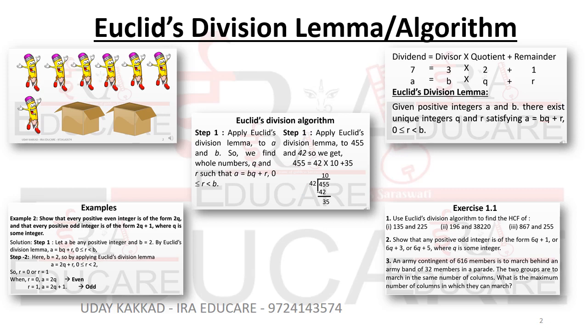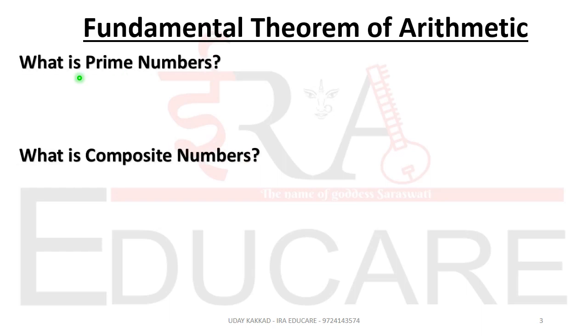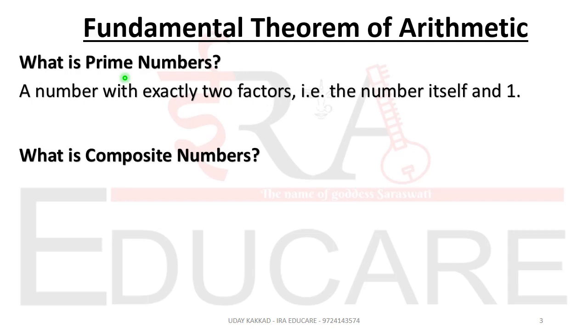Now today we will discuss the Fundamental Theorem of Arithmetic. Before we start this topic, I have some questions for you. What are prime numbers? What are composite numbers? A prime number is a number with exactly two factors, meaning a prime number has only two factors: the number itself and 1.